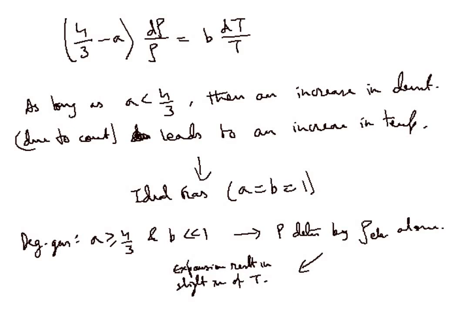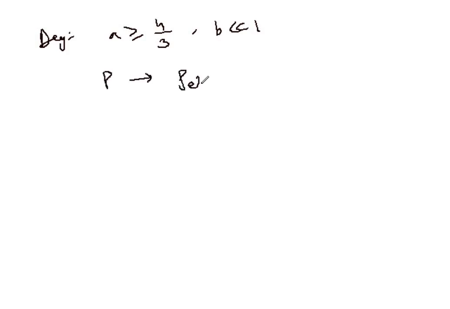so that if the temperature increases, it leads to an increase in luminosity, then the density will further decrease, leading to an increasing temperature. Okay, let me again write this down. So I have just talked to you about the degenerate gas, where A is greater than or equal to 4/3, and B is much less than 1. And we also saw that the pressure is basically determined by the density of the electron alone.